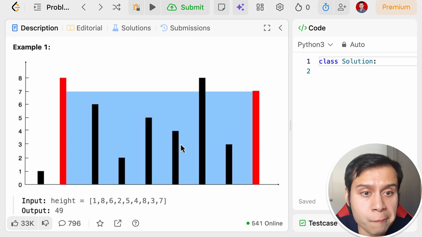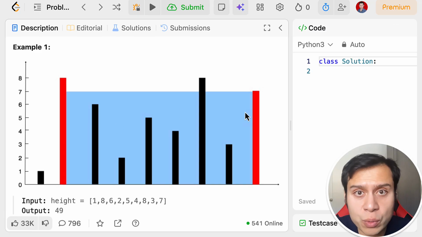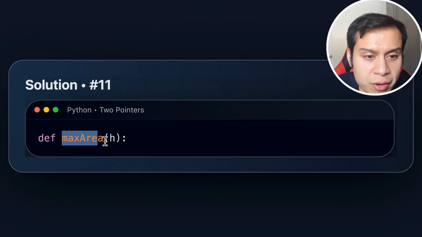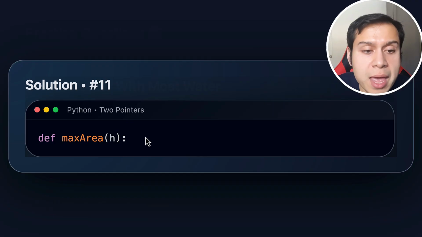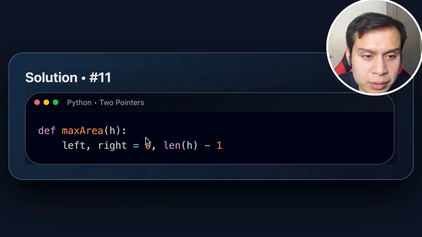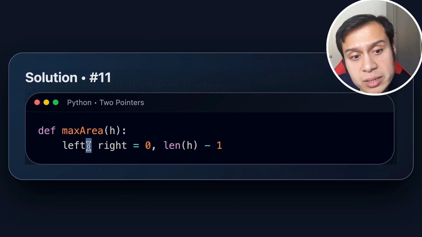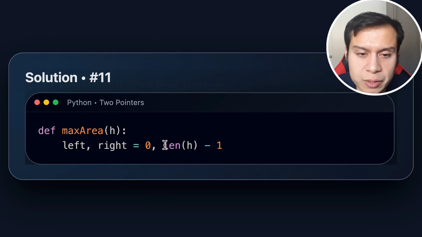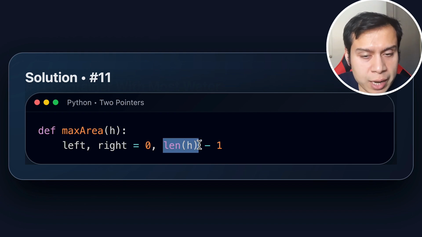And in this video, we're going to take a look at how we can use the two pointers method to solve this problem. So let's get right into the solution. Let's start from the definition of the function, max area. We're given the height array. And in this one, the first thing we're going to do is initialize two pointers, one on the left, one on the right. The left is pointing at the zeroth index, and the right one is going to point to the last index of the array, which is the length of the array minus 1.